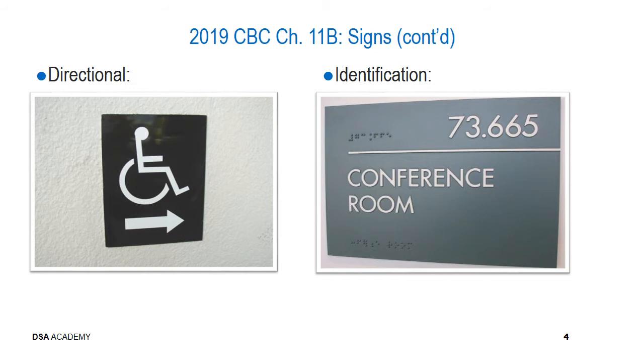These two photographs are of two different types of signs, one directional and one identification sign. The directional sign includes an arrow that would point either to the accessible route or an accessible entrance, and also the International Symbol of Accessibility. The identification sign has braille and raised characters, and includes a conference room name and the room number.